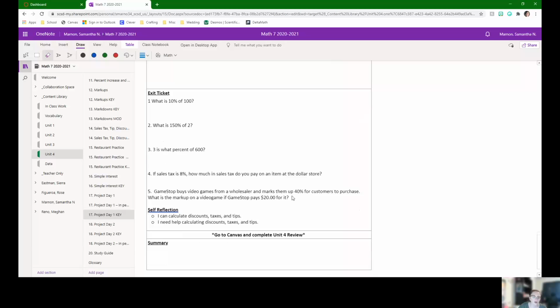When you're done with your project work, you do have an exit ticket. It's just a couple of random questions based on things we've done so far this marking period and this unit. We do have a test on Friday, so this is supposed to help us prepare for it. So when you are done with this, in Canvas, there is a unit for review.